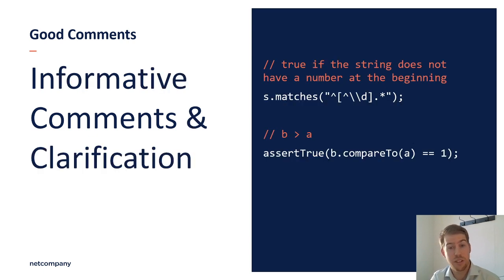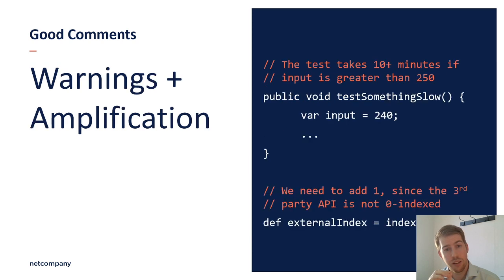There are informative comments and clarification. Things like regex patterns can be, for some of us at least, quite difficult to read just from looking at it. Or if you have something like in the bottom here, compare to A is equal to 1. What does that exactly mean? Well, in this case it means that B is greater than A. So you can use comments for clarification, right? If it's really obscure what the code is trying to tell you here.